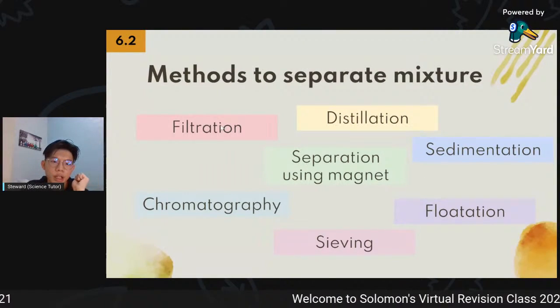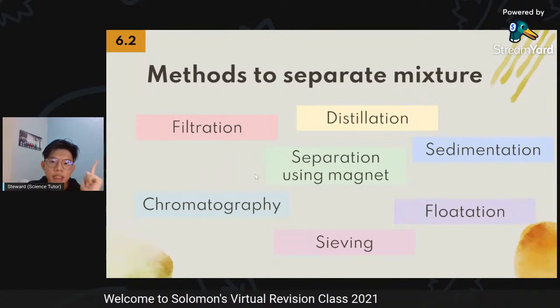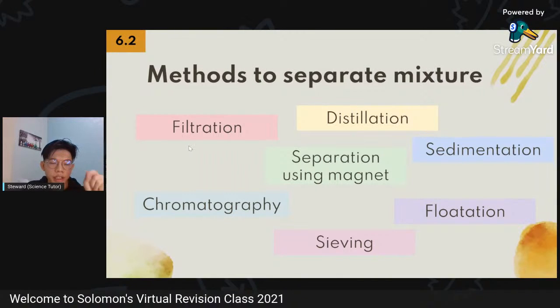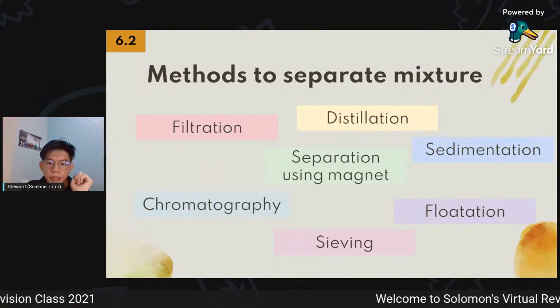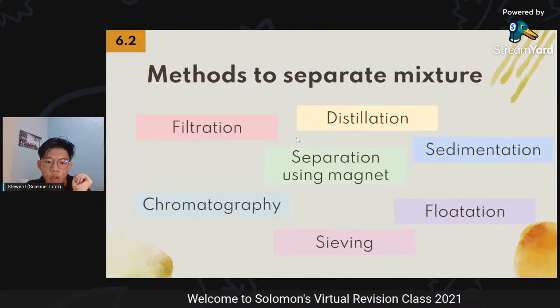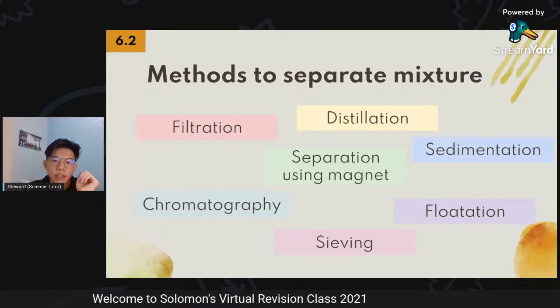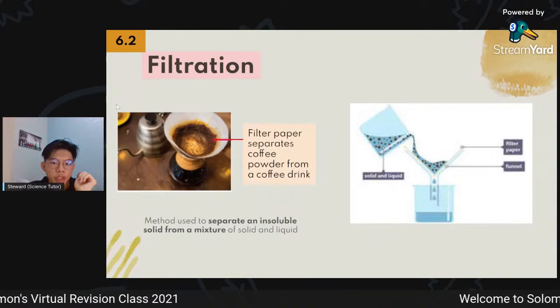So how many do we have? 1, 2, 3, 4, 5, 6, 7. We've got seven types of methods here: filtration, distillation, separation using magnet, sedimentation, floatation, sieving, and chromatography. Chromatography will be a bit special. Okay, let's go. For the first one, filtration.